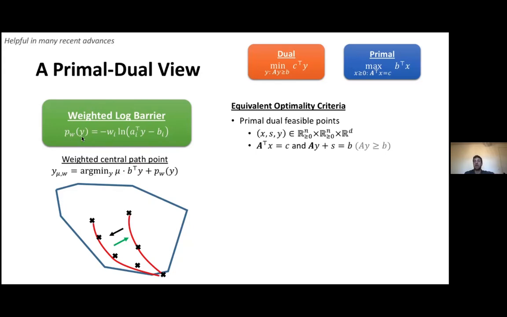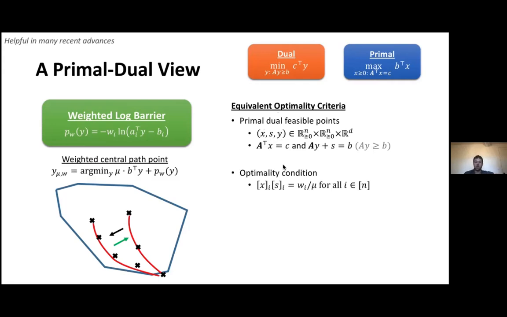for being a weighted central path point, for being the central path point for the weighted log barrier. Equivalently, you can show it suffices to have the following: that you have a primal dual set of feasible points. So x feasible for the primal, so x that's non-negative with A transpose x equals c, and s, y that are feasible for the dual. So s that's non-negative with Ay plus s equals b, which therefore implies that Ay is at least b.